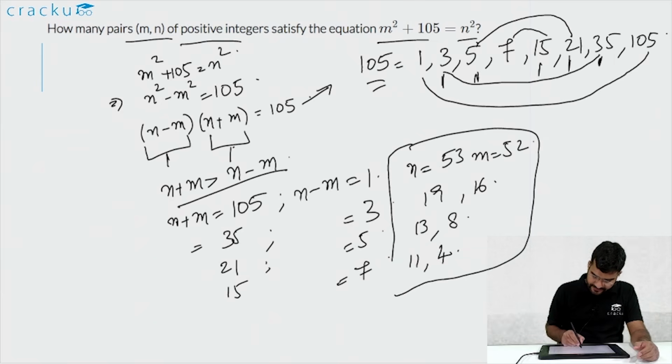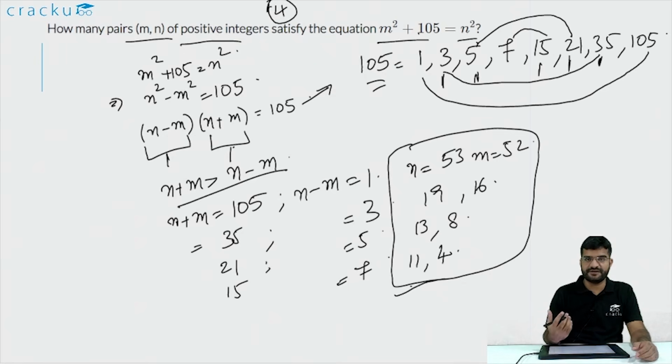So these are the four solutions for the equation m square plus 105 is equal to n square. So the required answer is 4. All we have done is find the factors of 105 and then find the complementary factors of 105. By complementary pairs, we are finding the pairs of factors which when multiplied give you 105. Once you get them, you find that there are 4 such pairs.